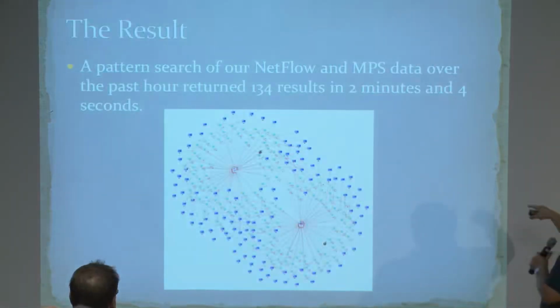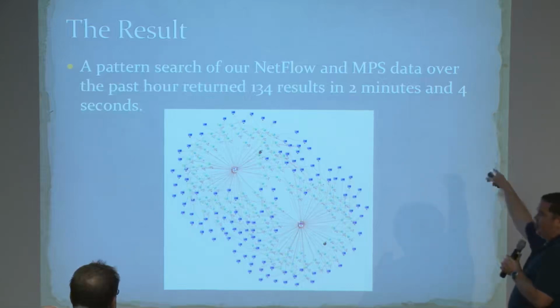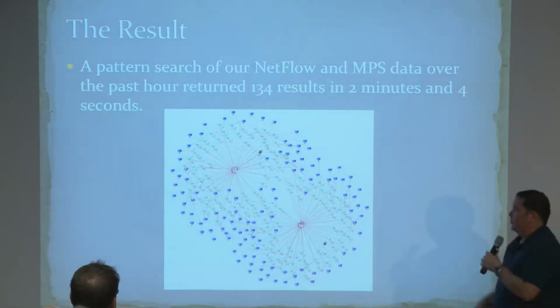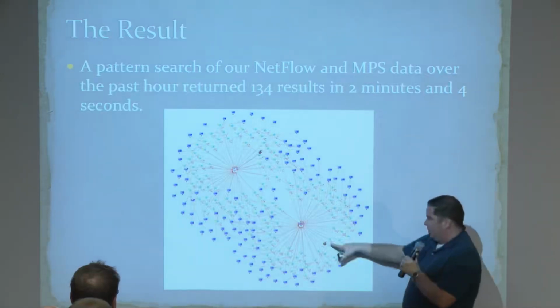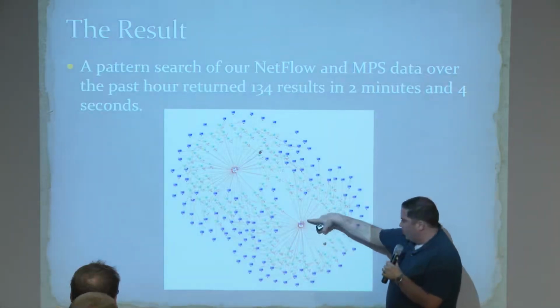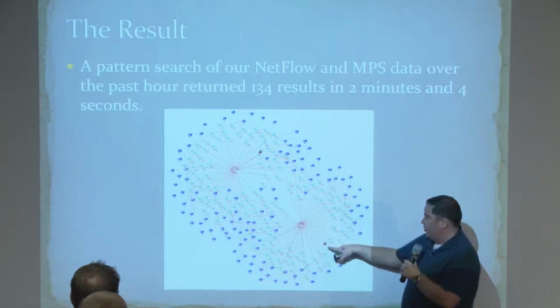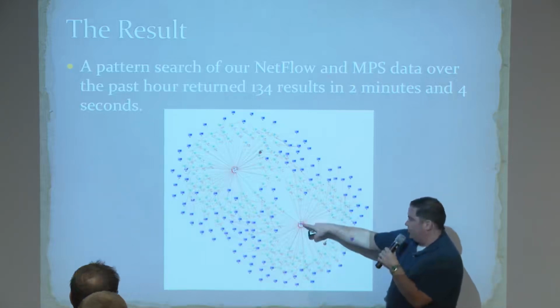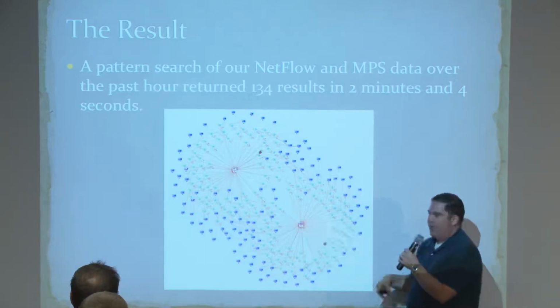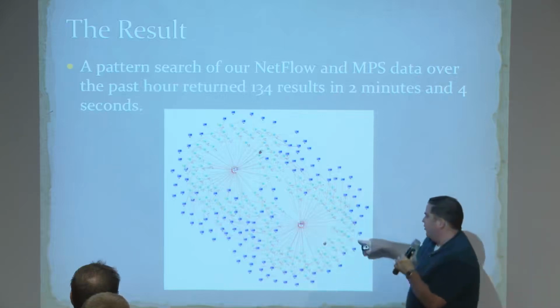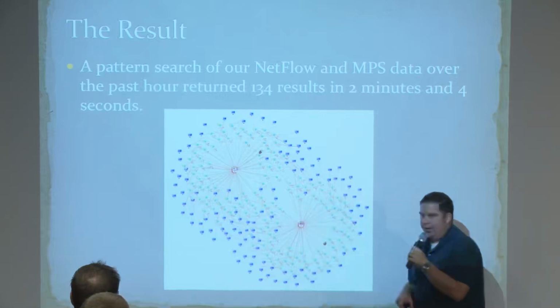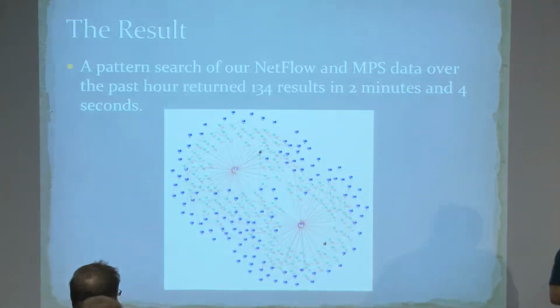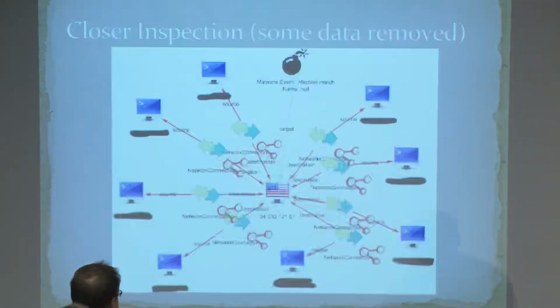So this is the pattern search for a NetFlow, and this is actually our malware prevention appliance, our FireEye system. Over the past hour, it returned 134 results, 2 minutes and 4 seconds. And it's really interesting because what you see is this is our system in the middle. You see a little bomb here. That means that actually this is not our system. This is the system they're connecting to. This little bomb is associated with that. That's the actual malware target. And then these are all the systems on our network that are connecting to that guy, right? So that's a surefire sign that there may be an issue there.